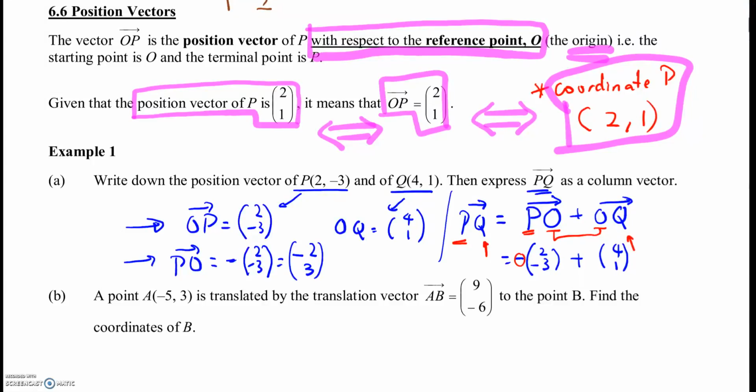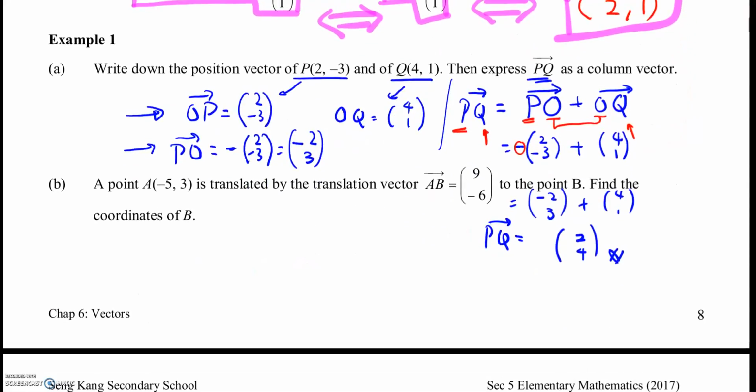So then what's my final answer? This will be (-2, 3) plus (4, 1). And what's my final answer? (2, 4). This is my PQ. Okay? Now I go on.